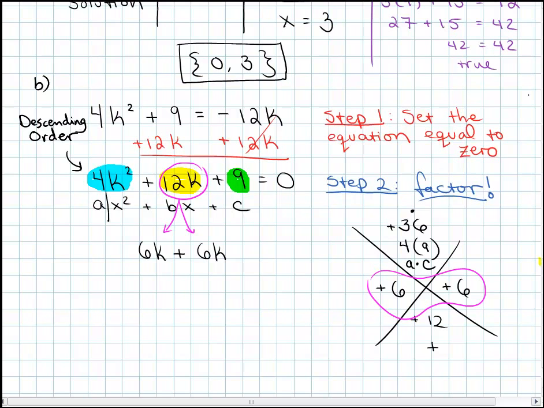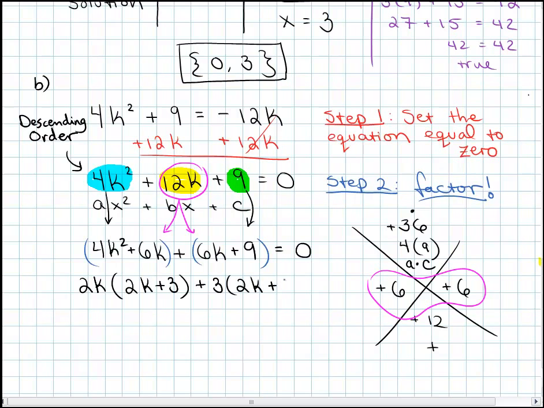All right, we're going to keep the first term the same, the 4k squared, and we're going to keep the last term the same, the 9, and now I'm going to do factoring by grouping. I'm going to group the first 2 terms, and I'm going to group the last 2 terms. What can we factor out of the first 2 terms? 2k. And I'm left with 2k plus 3. What can I factor out of the second 2 terms? 3.